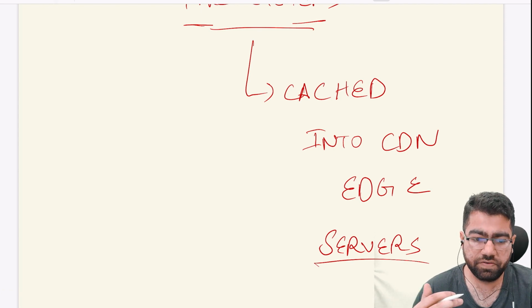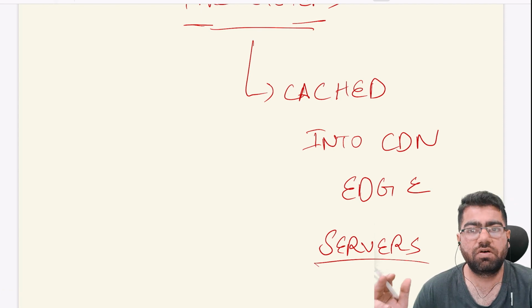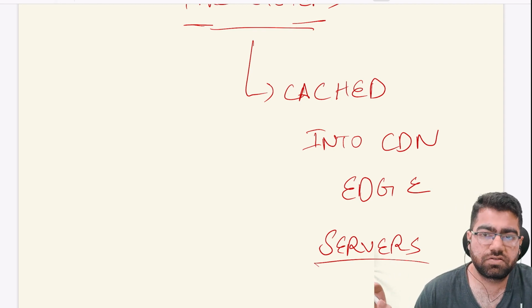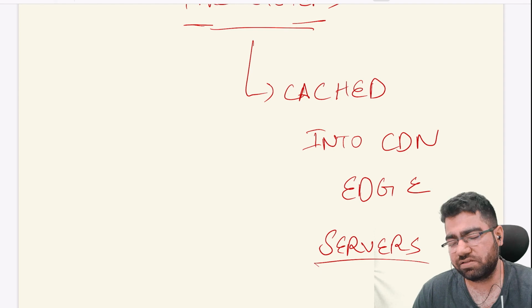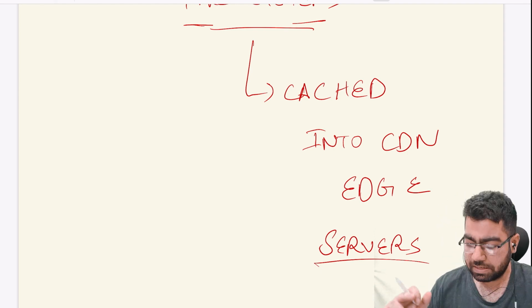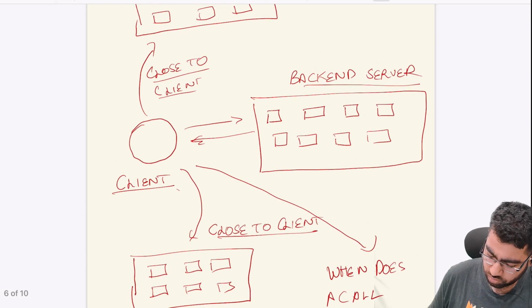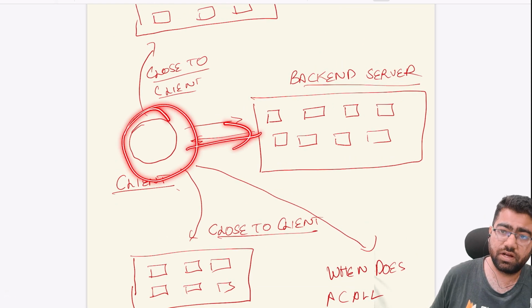Whenever you open a website, netflix.com, the call is definitely going to the Netflix backend server. It is not going to any CDNs. So when do the CDNs come into the picture? They come into the picture when you actually request a movie. As a client, you make a call to the backend server that I want this movie.